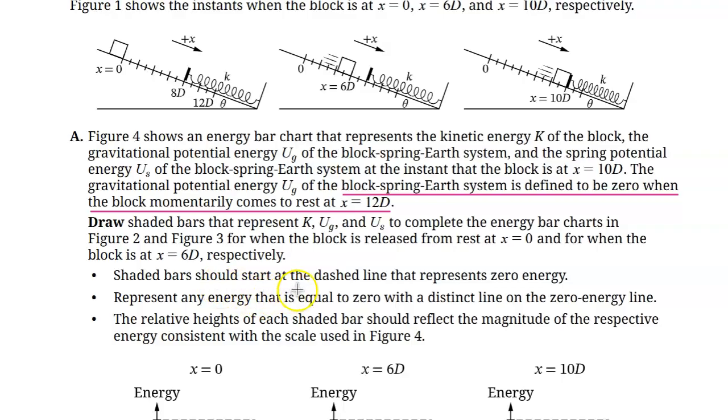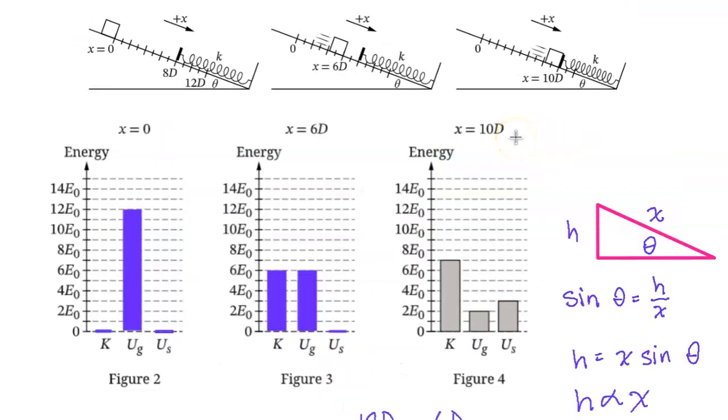Shaded bars should start at the dashed line that represents 0 energy. Represent any energy that is equal to 0 with a distinct line on the 0 energy line. The relative heights of each shaded bar should reflect the magnitude of the respective energy, consistent with the scale used in Figure 4. This is a problem about mechanical energy.